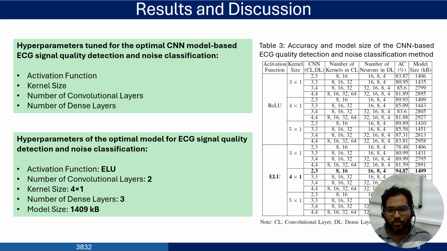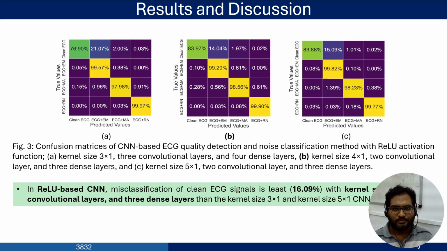We can see that the model with ALU activation function, kernel size 4x1, 2 convolution layers, and 3 dense layers, with 8 kernels in the first convolution layer, 16 kernels in the second convolution layer, 16 neurons in the first dense layer, 8 neurons in the second dense layer, and 4 neurons in the output layer has the highest accuracy of 94.87, and it has a model size of 1409 KB.